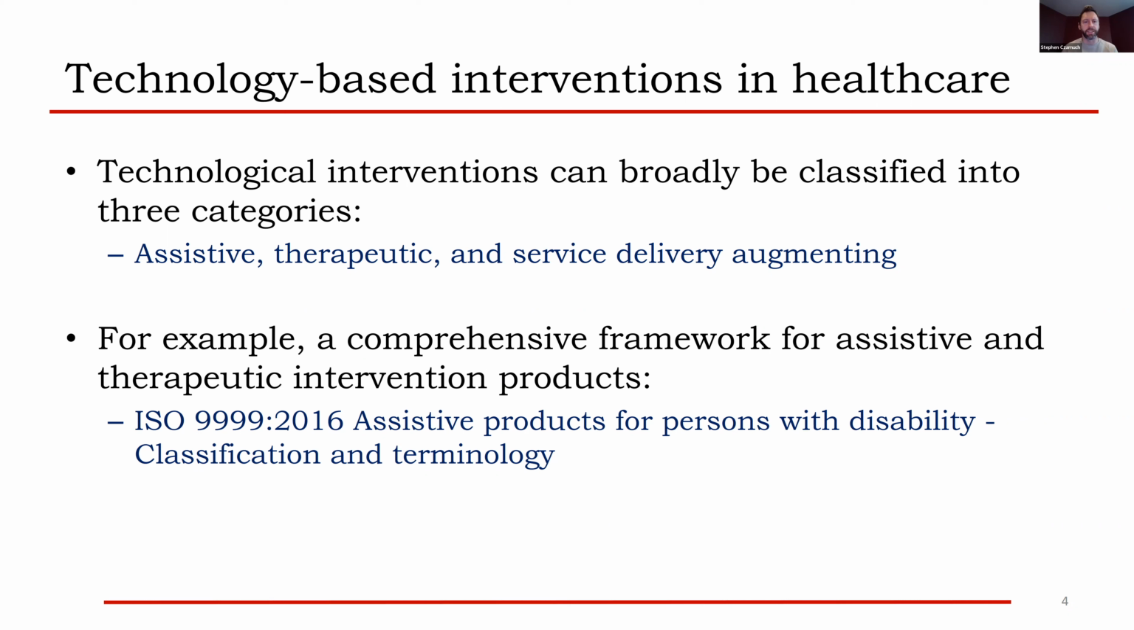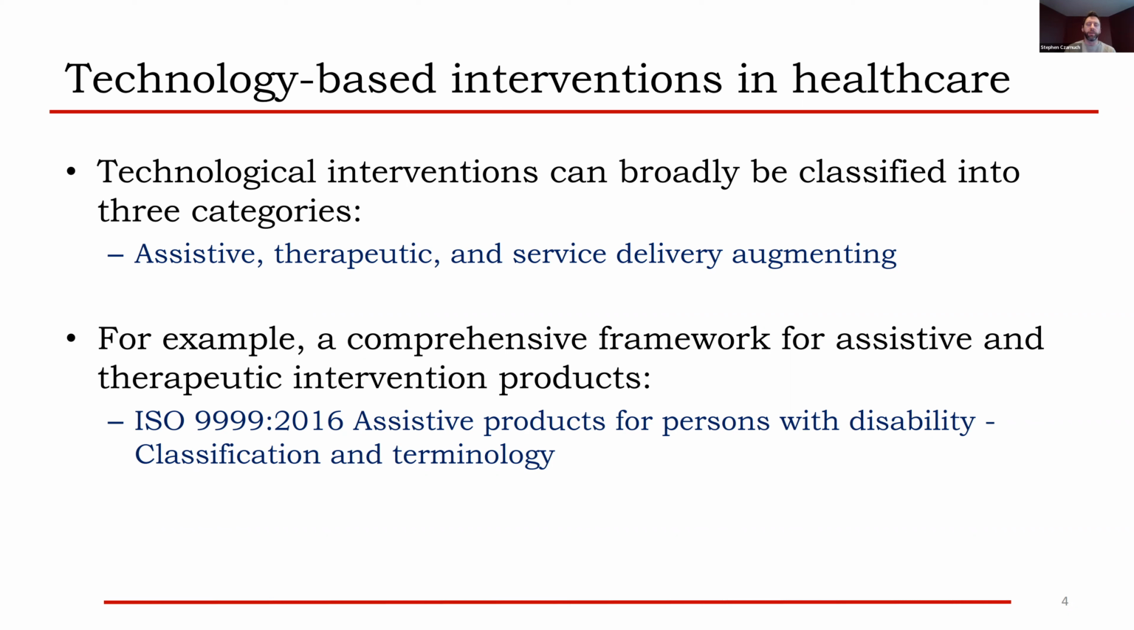So lots of frameworks exist. In Canada, we've adopted an ISO standard that's generally accepted worldwide, which is a relatively comprehensive framework looking at assistive and therapeutic interventions. And so here, we're getting a little bit more nuanced in terms of how we frame the idea of a technological intervention, specifically looking at things to help accommodate some sort of disability, whether it be an acute disability or a short-term impact of trauma, or whether it's a more long-term chronic disability.